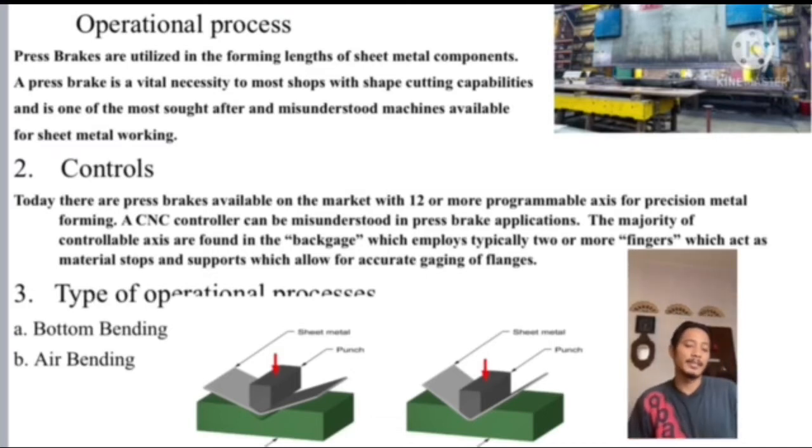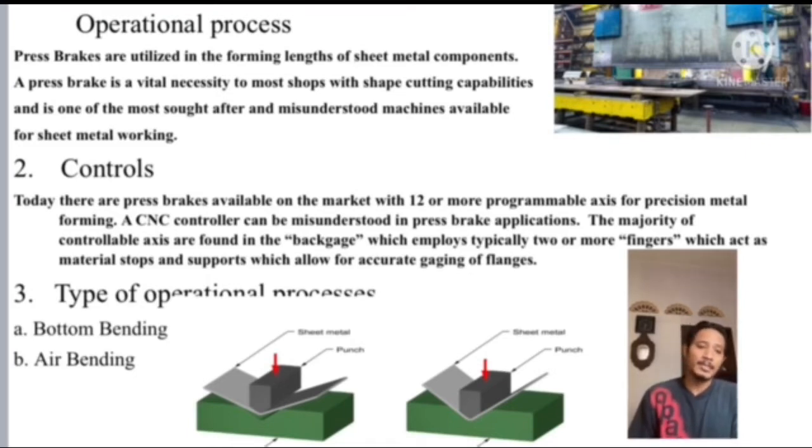There are two types of operational process only. The first type, the most common, is bottom bending, and the second one is air bending. Bottom bending is the simple operation of the punch tool mounted in the ram. The press brake forces the workpiece down to the bottom of the die mounted on the bed of the press brake.